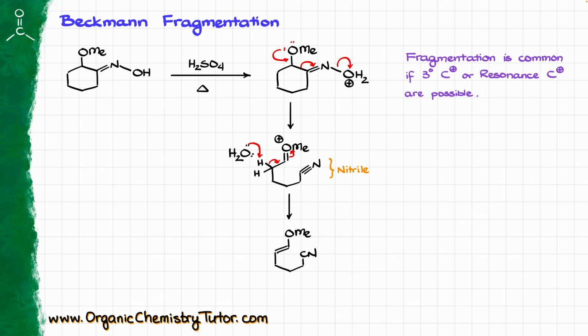So the Beckmann fragmentation is quite typical and very common if the formation of a tertiary carbocation or resonance-stabilized carbocation, like what we have in this case, is possible. So if you do have a fancy molecule, then chances are instead of the Beckmann rearrangement, you might end up with a fragmentation and not get what you wanted. So gotta be very careful when you're planning your synthesis.